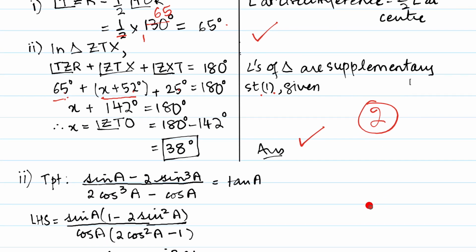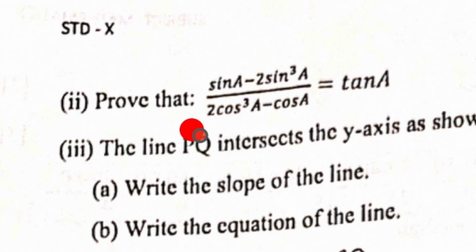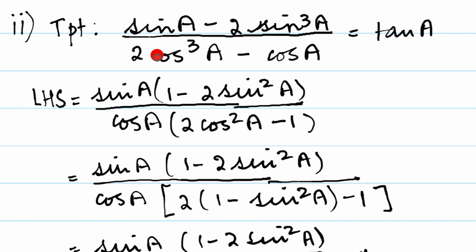Now let us come to the 2nd one. The second part of question 5 is a trigonometric identity. We have to prove this is equal to tan E. So let's write it down.